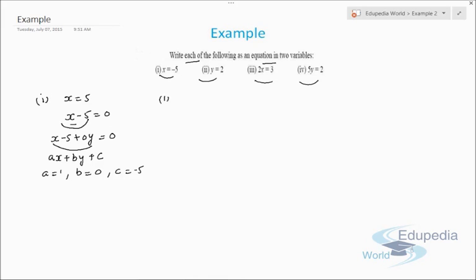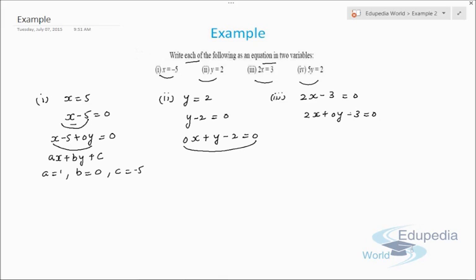Now the second question is y equals to 2. So we can write this equation as y minus 2 equals to 0, and we can write this equation as 0x plus y minus 2 equals to 0. So this becomes the equation in two variables. Third question is 2x minus 3 equals to 0. So 2x plus 0y minus 3 equals to 0. So this becomes the equation in two variables.